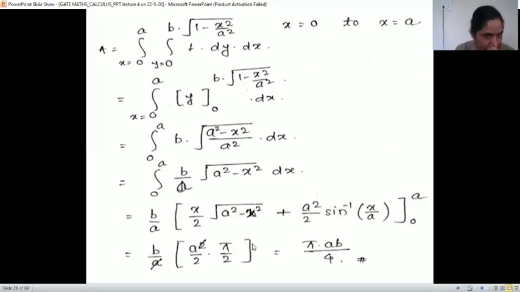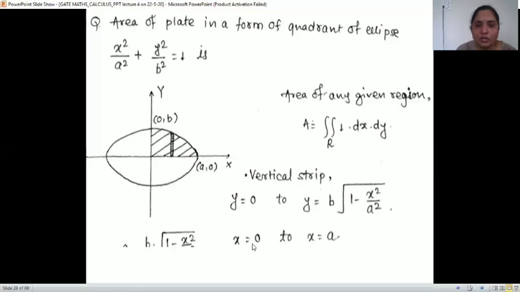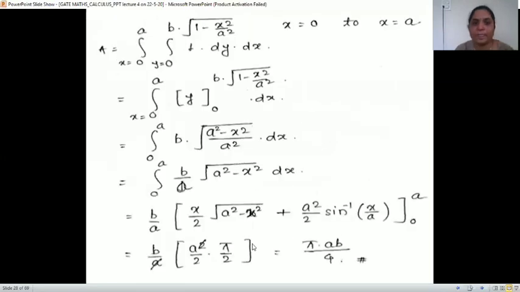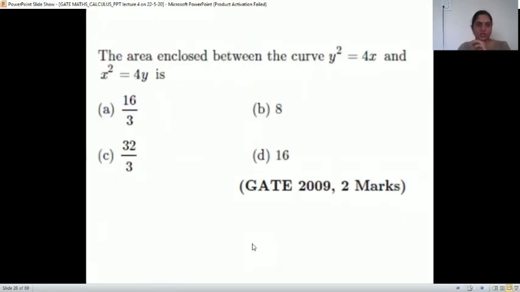Any doubt? It is just asked for the positive quadrant, okay? Area of the plate in the form of a quadrant. It is asked for a quadrant only. Okay, we'll move to the next question.